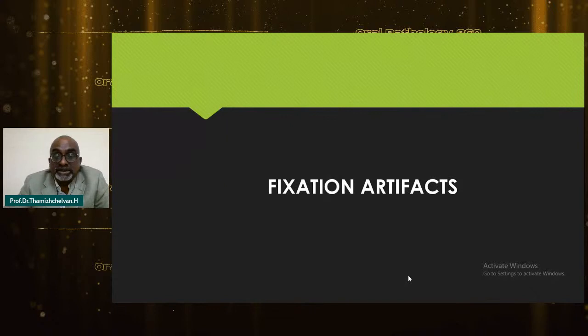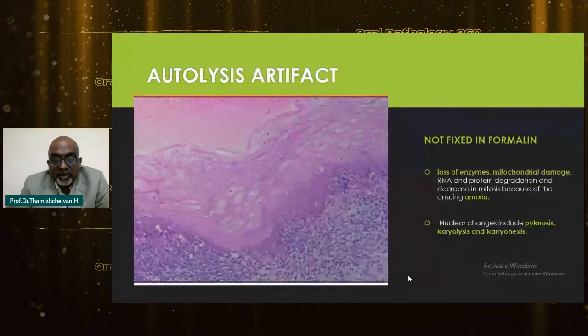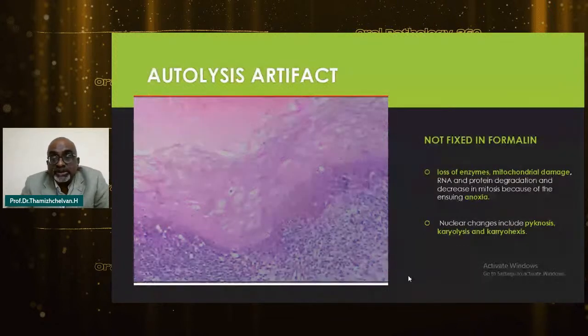Number 1, the problem starts with the fixation. So usually the fixative we recommend is 10% formalin. But at times the practitioners do not have formalin in the clinic, they have a problem. They try to put the specimen in some solution and give it to us. And if it's not fixed in formalin, it can lead to loss of enzymes, mitochondrial damage, and RNA and protein dehydration, and you have decrease in mitosis because of anoxia. And not only that, even nuclear changes take place, starting from fragmentation, pyknosis, and karyolysis.